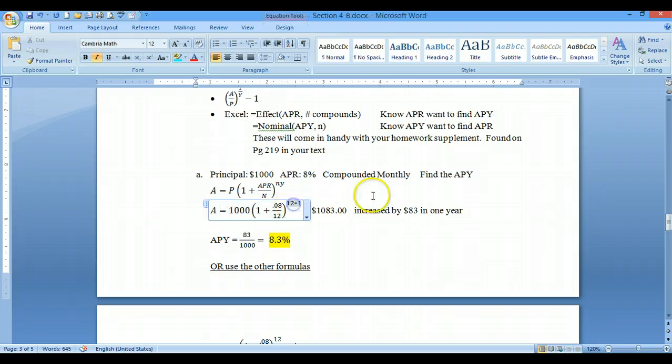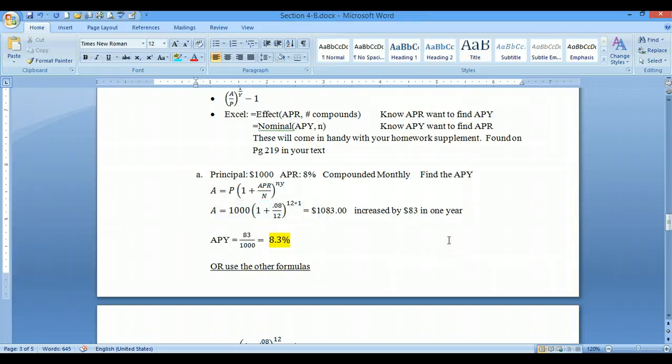N is the number of periods in a year, which is 12. And I want the APY, which means I only want 1 year. How much has it increased in 1 year? And so my final total, typing this into your calculator, or you can copy and paste into Excel. Since we've done that so many times now, I'm just going to go ahead and move on. And it gives me $1,083.